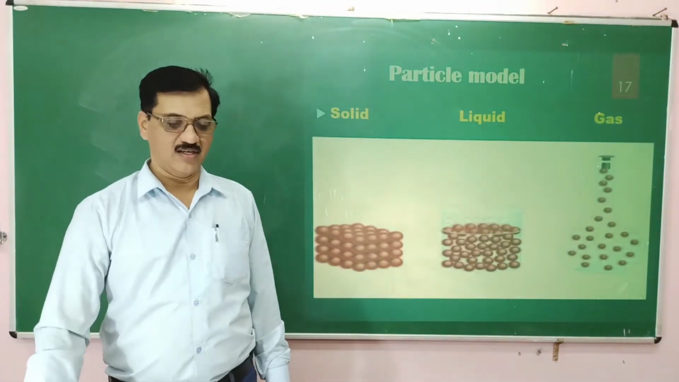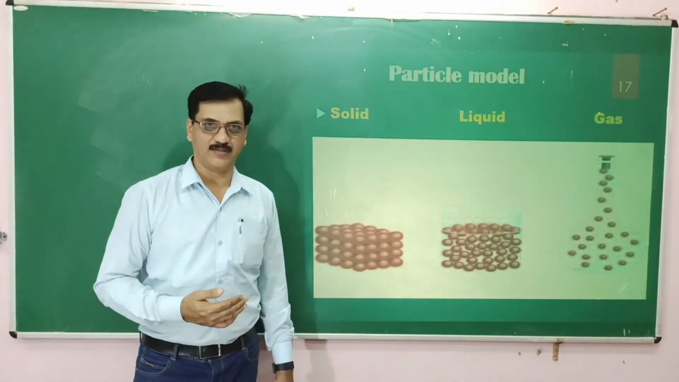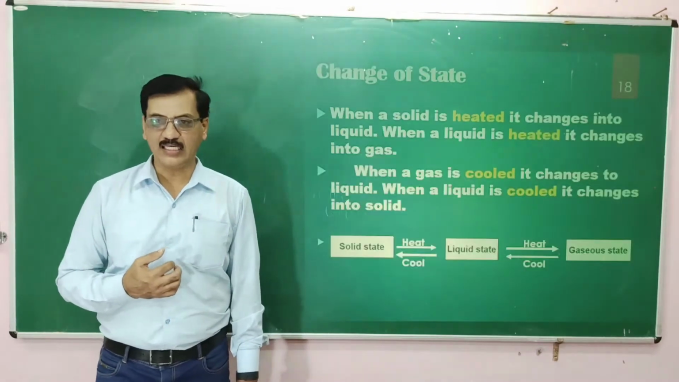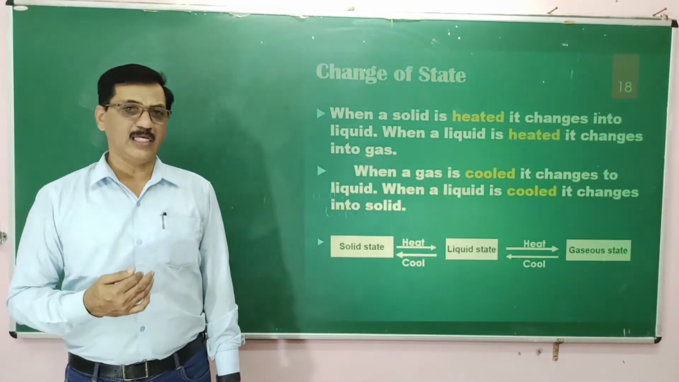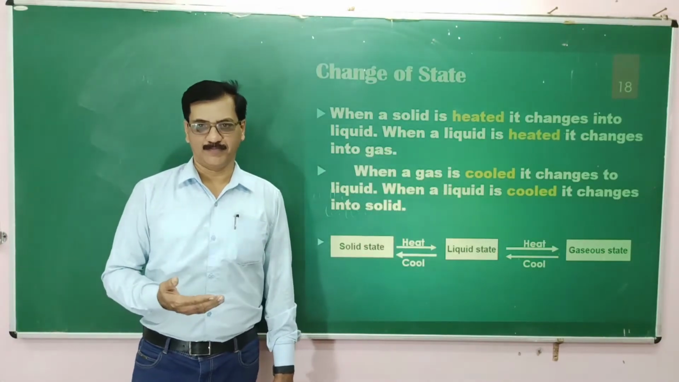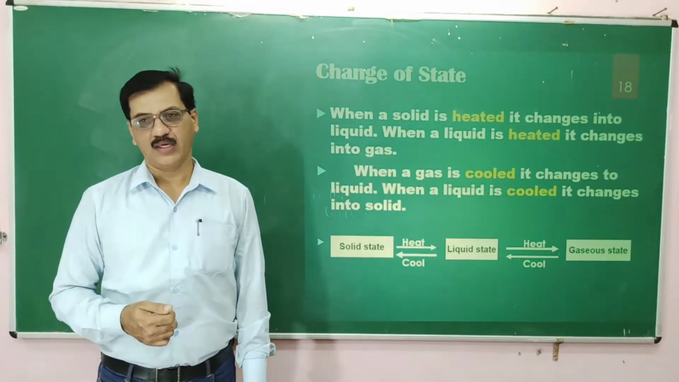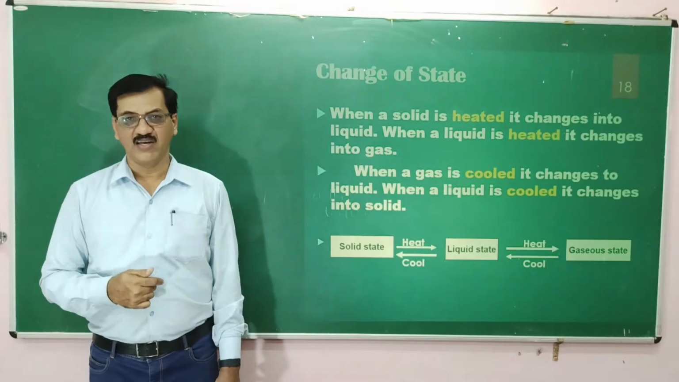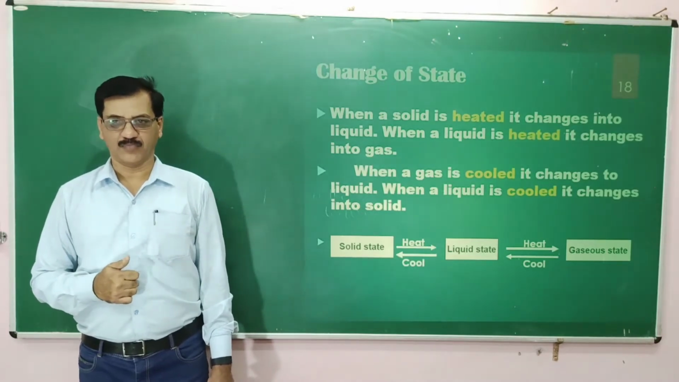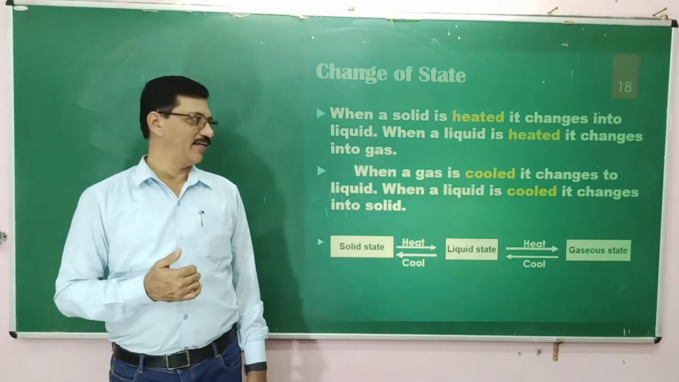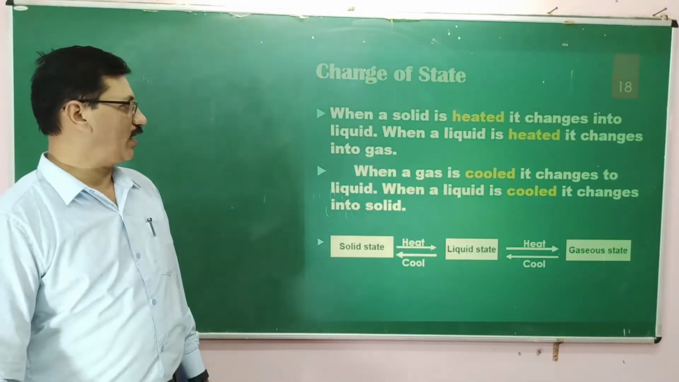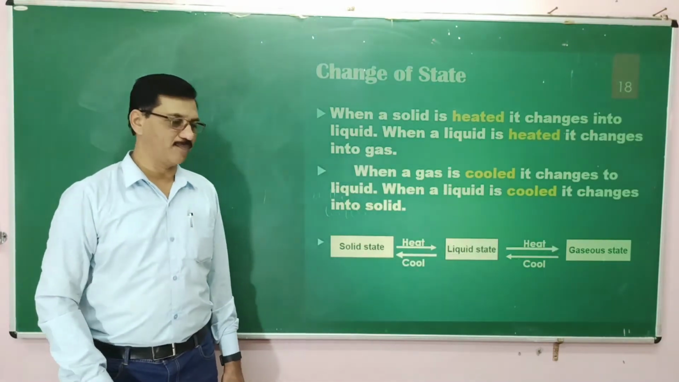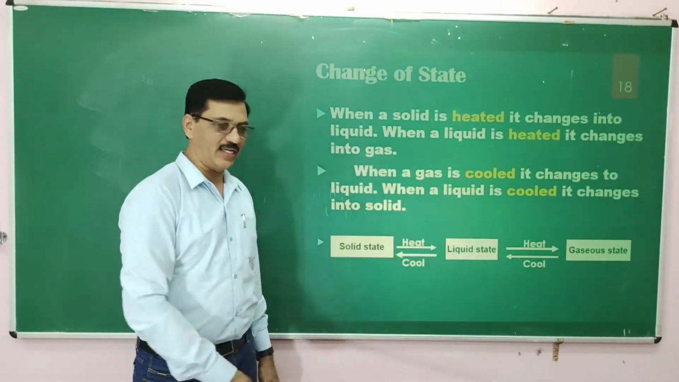So particles of solid, liquid and gas are arranged in different ways, giving rise to different properties. Is it possible to change from one state to the other? Change of state is possible by the effect of temperature, that is heat energy. Heat changes the state. When a solid is heated, it melts and converts into liquid. And when the liquid is heated, it will be converted into gaseous state. So this is by the application of heat.